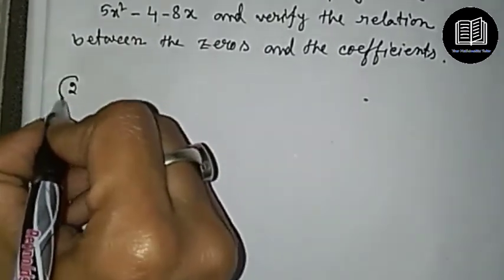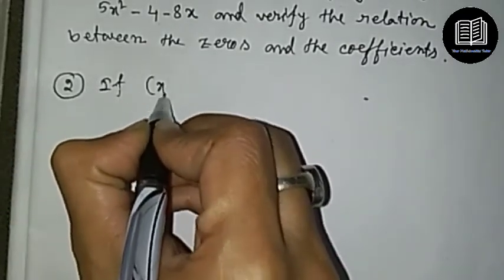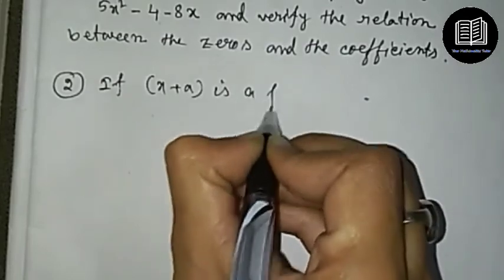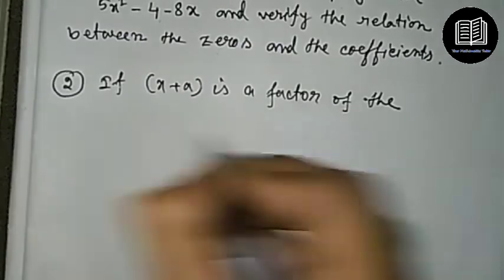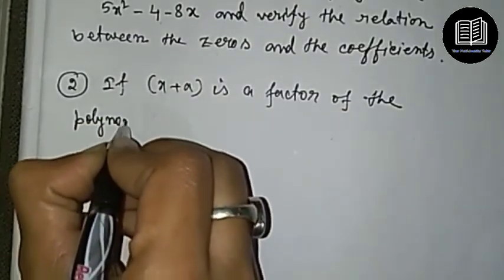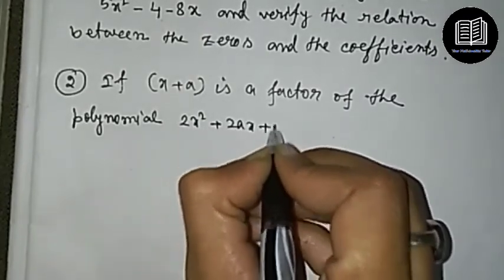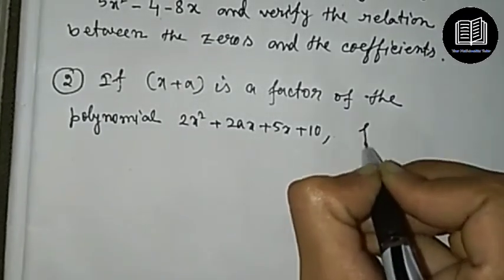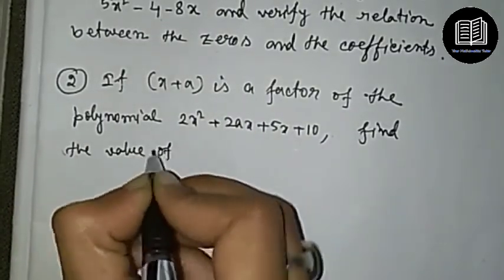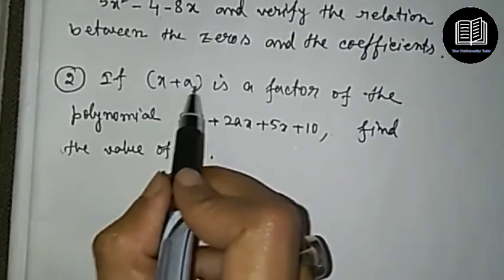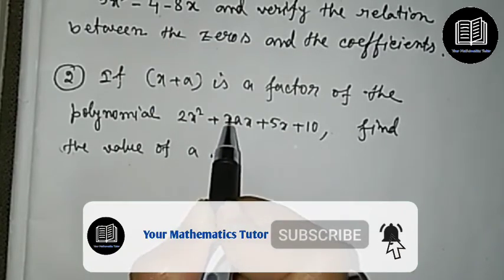Next, number 2. See, if x plus a is a factor of the polynomial 2x square plus 2ax plus 5x plus 10, find the value of a. See, here x plus a is given as a factor of this polynomial and we have to find the value of a.